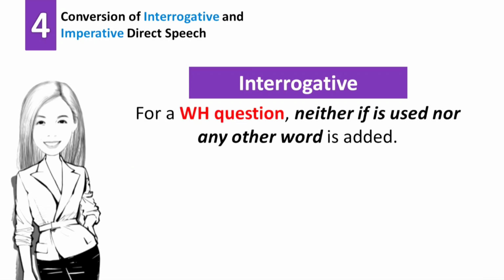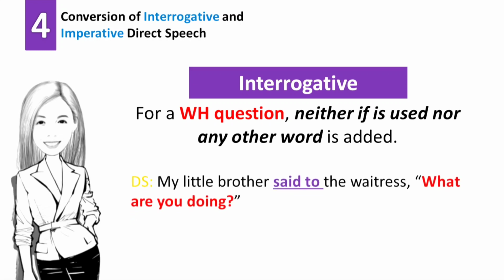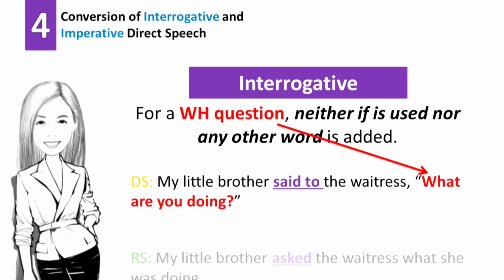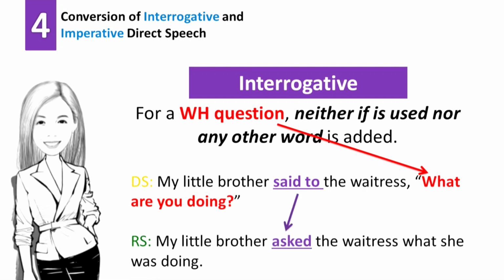For a WH question, neither if is used nor any other word is added. For example, my little brother said to the waitress, "What are you doing?" Since "what are you doing" is a WH question, we need to change said to asked, and we don't need to add if or any other word since this is a WH question.